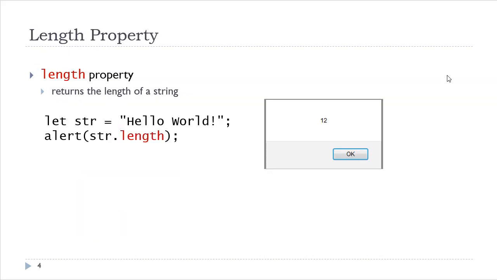The string object has one property, that is the length property, and it returns the number of characters in a string. That will include white space.